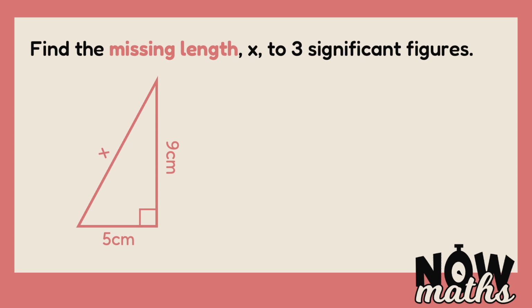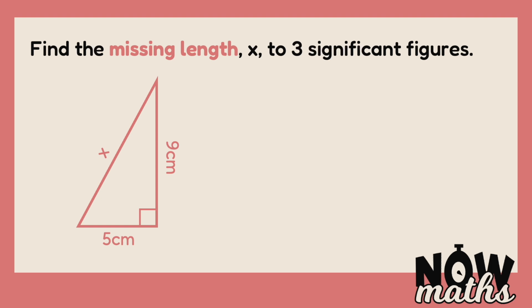This time we're given a right-angled triangle and we're asked to find the missing length x again, except this time we're asked to find the missing length to 3 significant figures. For the last question, our answer came out as a whole number, or an integer. This time we're potentially expecting our answer to come out as a decimal, given that we're asked to round the answer. So again, we approach this in the same way as previously.